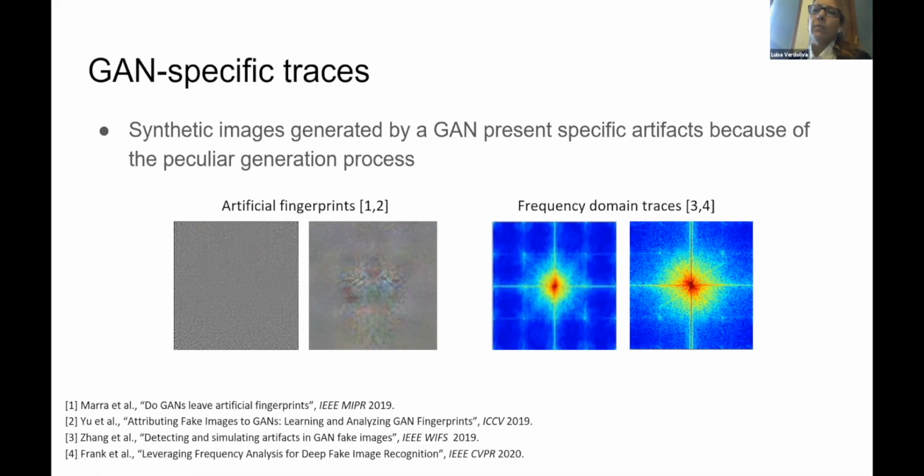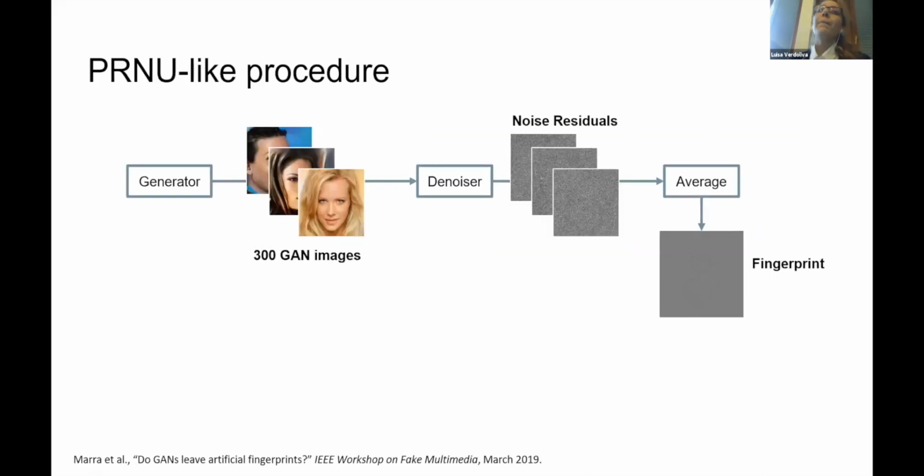What we did a couple of years ago actually was to apply a procedure which was very similar to what one can do when you want to extract the photo response non-uniformity, which is actually a sort of fingerprint of the image, and it can be extracted in order to make identification of a specific device. We did a similar thing. We thought, okay, we can think that now the generator of a synthetic image acts as a sort of embedded signal which is specific of the generation process.